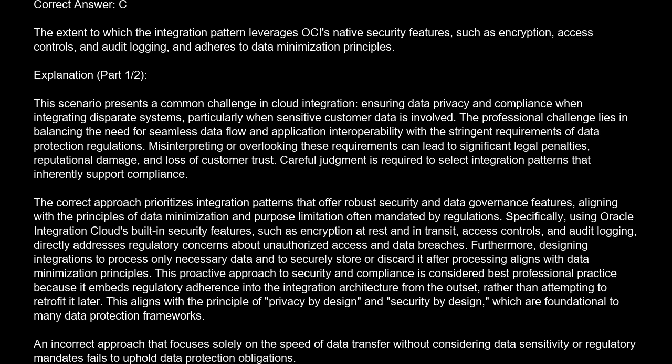Careful judgment is required to select integration patterns that inherently support compliance. The correct approach prioritizes integration patterns that offer robust security and data governance features, aligning with the principles of data minimization and purpose limitation, often mandated by regulations. Specifically, using Oracle Integration Cloud's built-in security features, such as encryption at rest and in transit, access controls, and audit logging, directly addresses regulatory concerns about unauthorized access and data breaches.